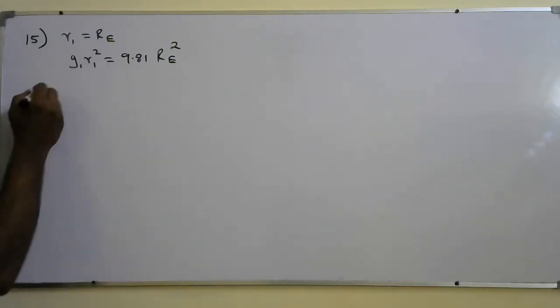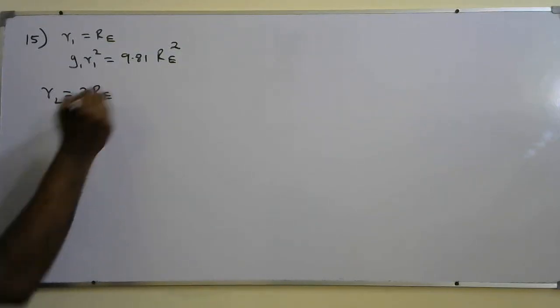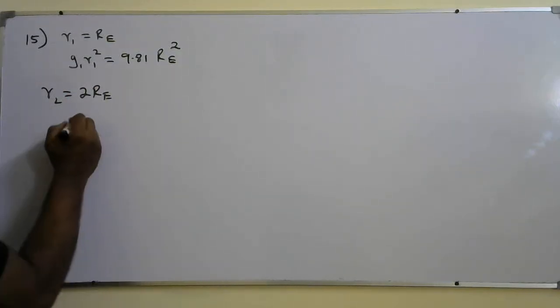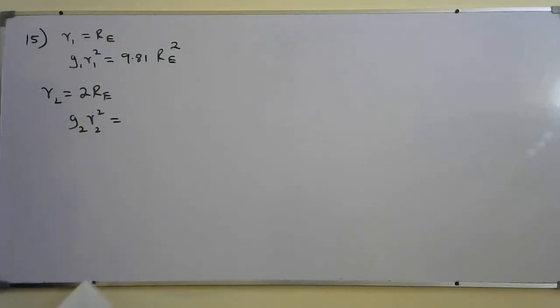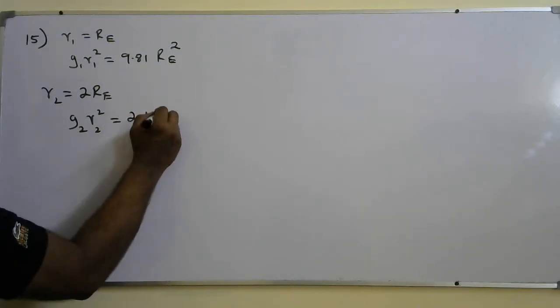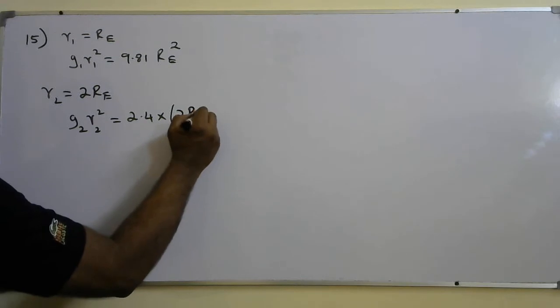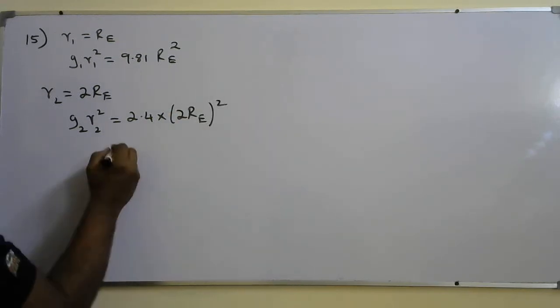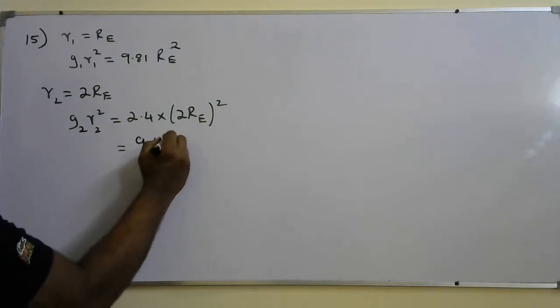So when R2, the second reading, is equal to 2 RE, from the graph, G2 R2 squared is equal to 2.4, that's the G value, into 2 times RE squared. So that's going to be 9.6 RE squared.